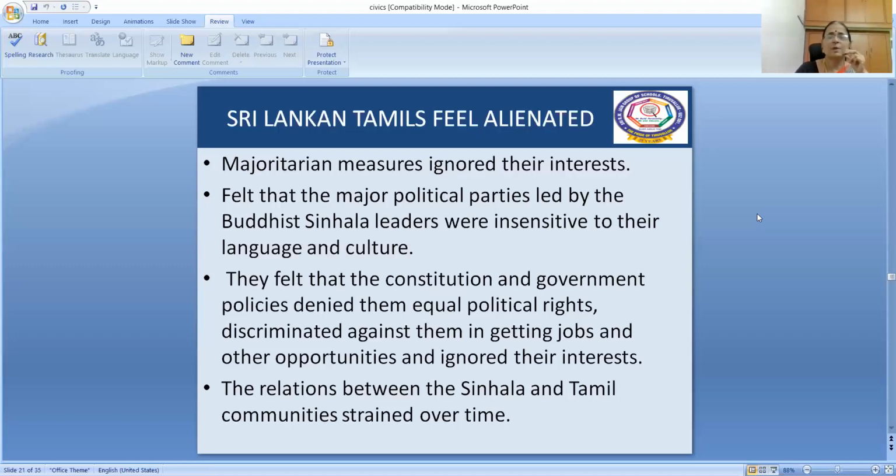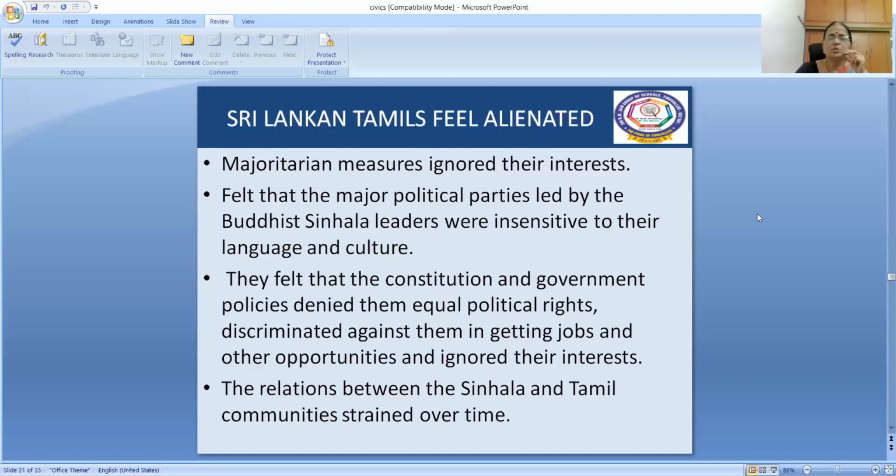They felt that the major political parties led by the Buddhist Sinhala leaders were insensitive to their language and culture. The Tamil language and the Tamil culture were not taken care of, not considered by the major political parties. And those parties were led by the Buddhist Sinhala leaders. That is why they didn't take care of the Tamil language or Tamil culture.